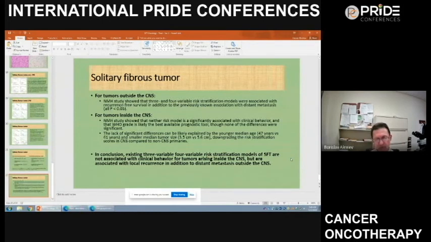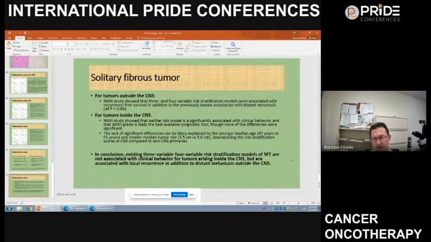So in conclusion, for tumors outside the CNS, the study at Western Memorial Hospital showed that the 3 and 4 variable risk stratification models proposed by our colleagues in Houston were associated with recurrence-free survival, in addition to the previously known association with distant metastasis. For tumors inside the CNS, our study showed that neither risk model is significantly associated with clinical behavior, and that the WHO grade is still likely the best available prognostic tool, though none of the differences were statistically significant.